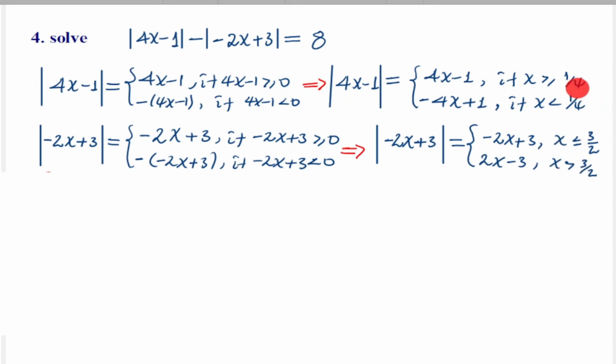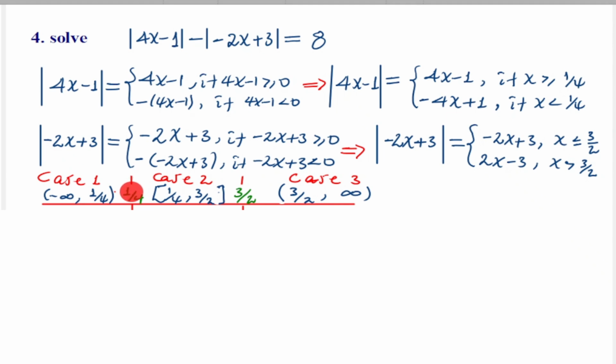The smallest number is 1 over 4. So we write 1 over 4 first, then second 3 over 2. So case 1 is below 1 over 4. It doesn't include 1 over 4 because here it is less than only. And the second case is between 1 over 4 and 3 over 2. It includes 1 over 4 because here the inequality is greater than or equal to. It includes 3 over 2 because of the equal sign here.